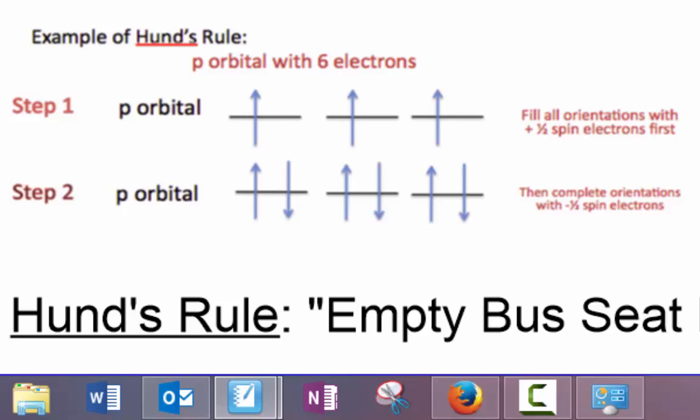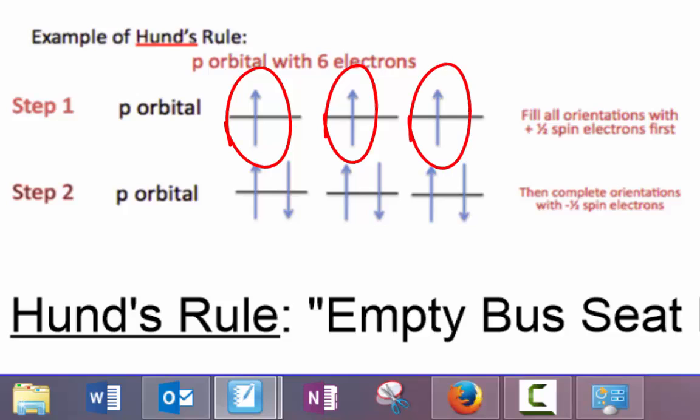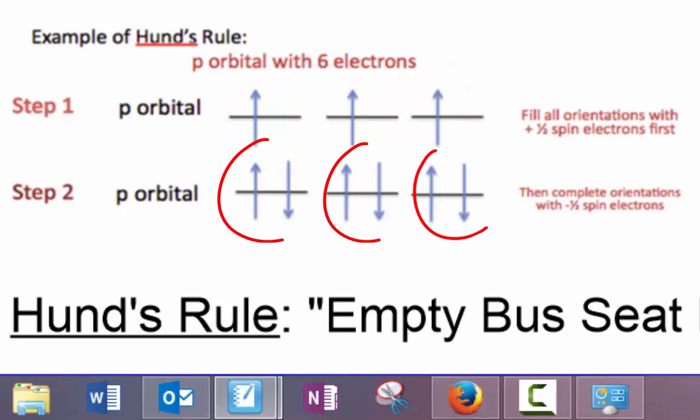Now, Hund's rule is the empty bus seat rule. What Hund's rule is talking about is that the electrons will generally occupy the different orbitals first before they start pairing up in their orbitals. So you see in step 2 in the p orbital, you can find 2 electrons in each of the orbitals.